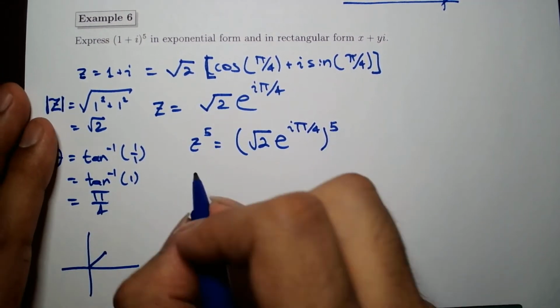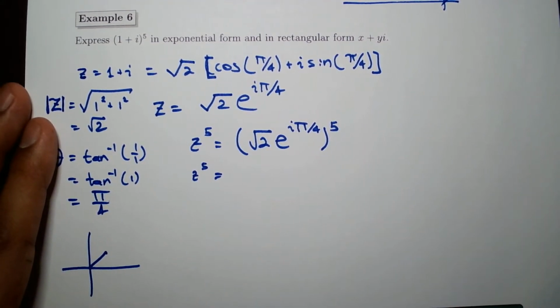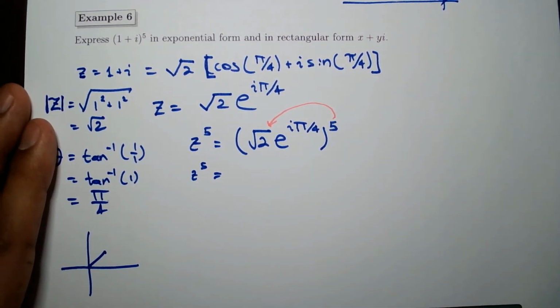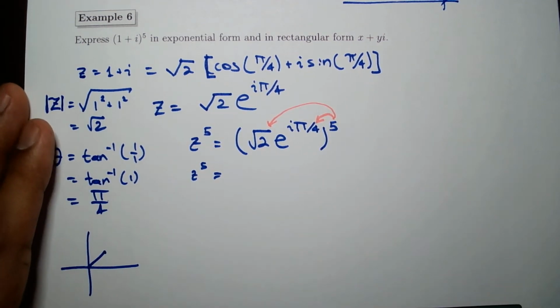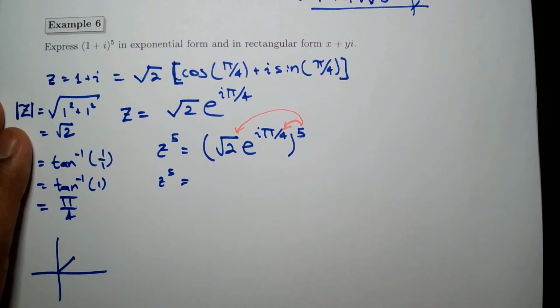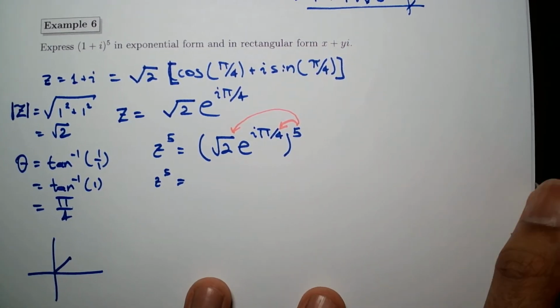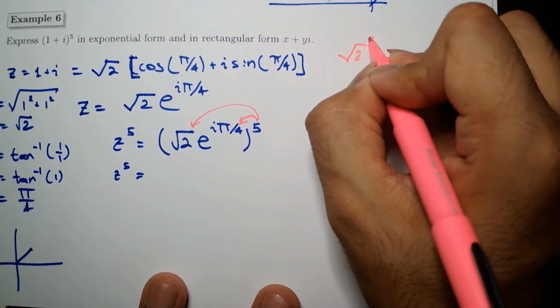Well, z to the 5th power equals, okay, number 1, the 5th power would affect the square root of 2 and would also affect the exponent of the exponential factor. Now, what about square root of 2 to the 5th power? Let me reduce that on the side: square root of 2 to the 5th power.